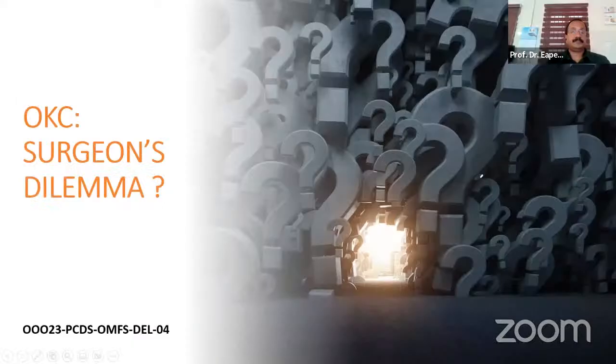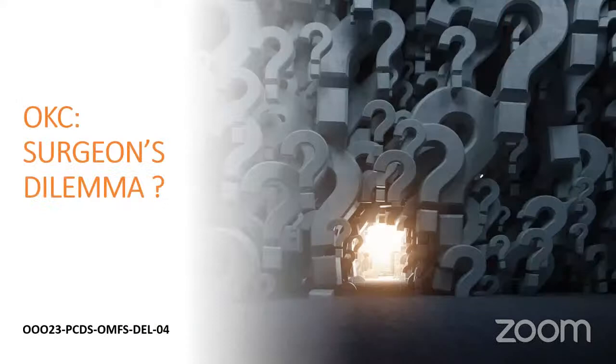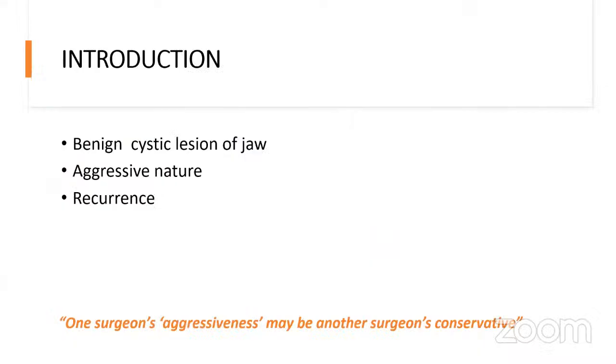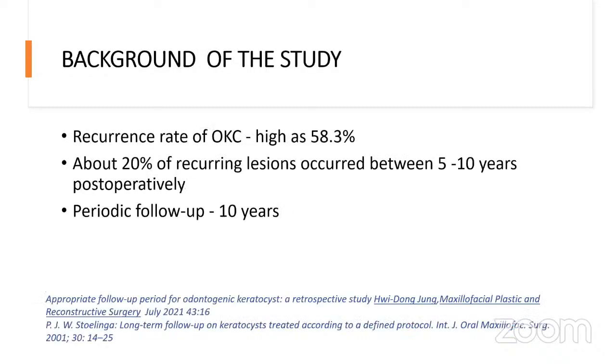Please. Okay, good afternoon, everyone. I think I am visible and audible. So I am presenting on OKC, surgeon's dilemma. Odontogenic keratocyst is a benign cystic lesion of the jaw, known for its aggressive nature and propensity to recur. There is a controversy among oral and maxillofacial surgeons regarding the treatment protocol of OKC, and one surgeon's aggressiveness may be another surgeon's conservative.